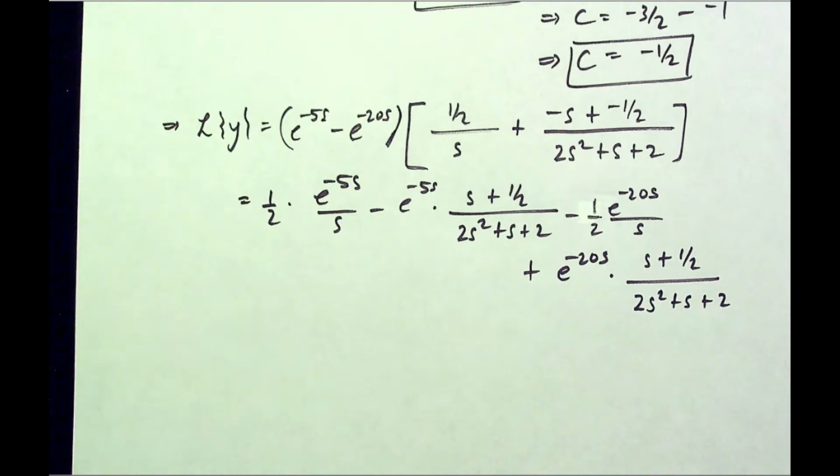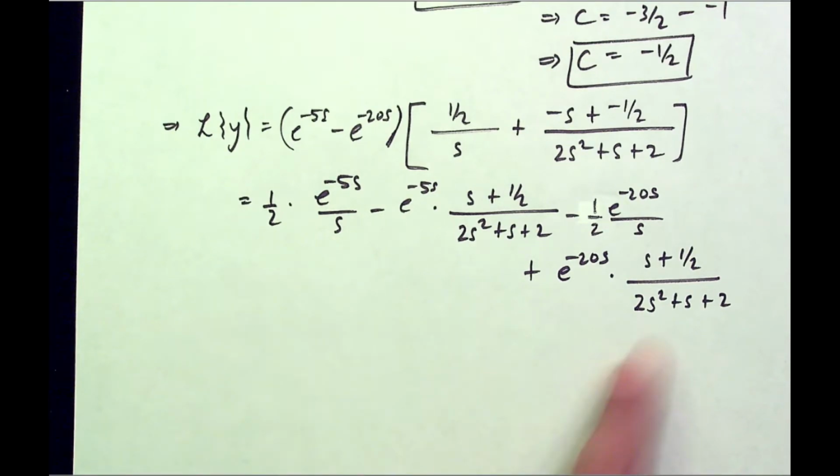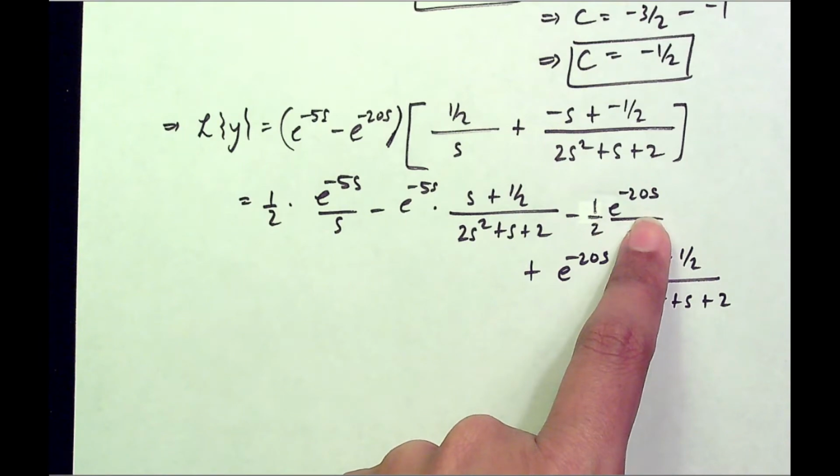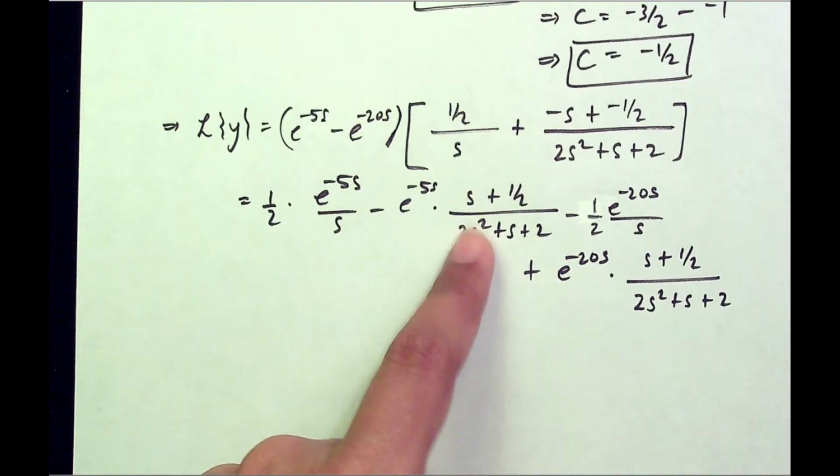Now you try to look this up in the table to invert them. And this one is on the table, no problem. This one is on the table, no problem. This, there's absolutely nothing like that on the table. Nothing.